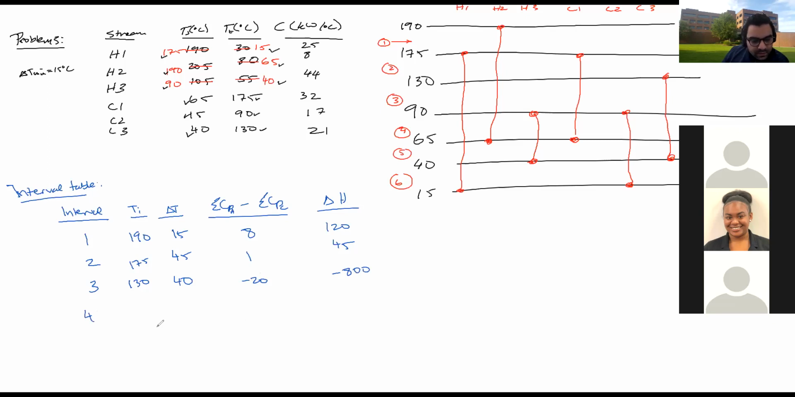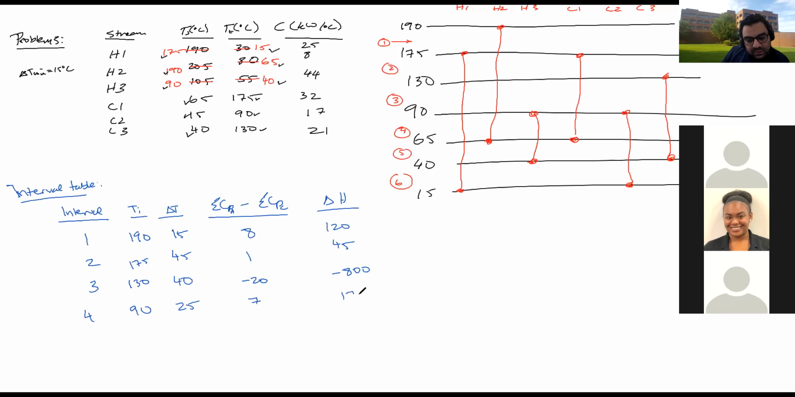Interval 4, initial temperature is 90. Delta T for this interval, 90 minus 65, is 25. And here all of the streams are present, right? So I have H1 plus H2 plus H3 minus C1 minus C2 minus C3. So let's do it. 25 plus 8 plus 44 minus 32 minus 17 minus 21. And this is equal to 7. And delta H will be 7 multiplied by 25.